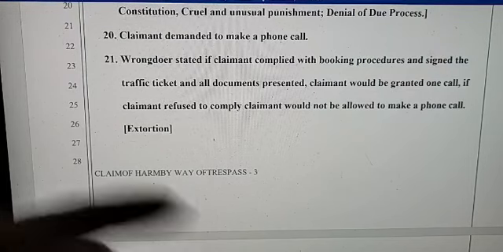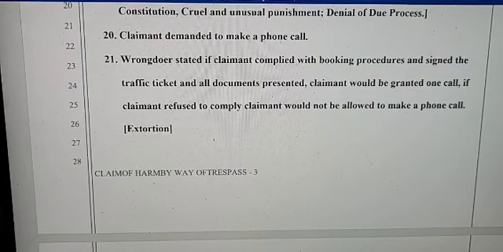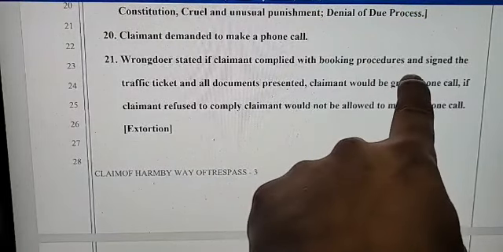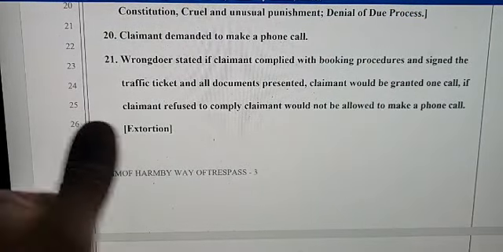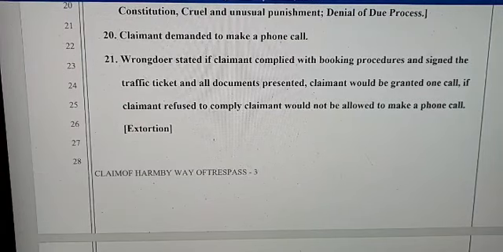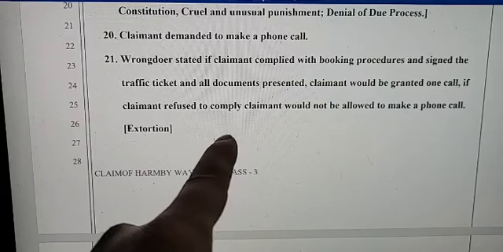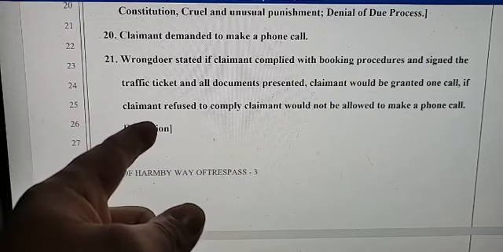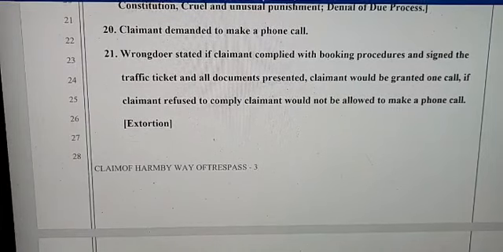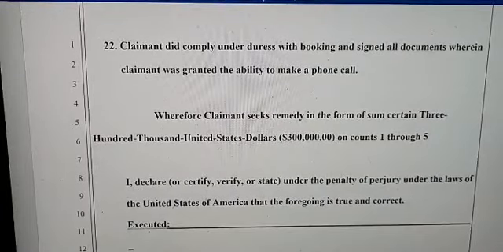He's saying, if this, then that. If you don't go along to get along and you don't sign this ticket and you don't cooperate with the booking procedures and you refuse to do fingerprints, photographs, and sign the relevant documents for booking purposes, then I'm not going to give you a call. But if you comply with everything, then I'll give you your phone call. That's extortion. So we're just identifying the crimes, the violation of your unalienable rights.